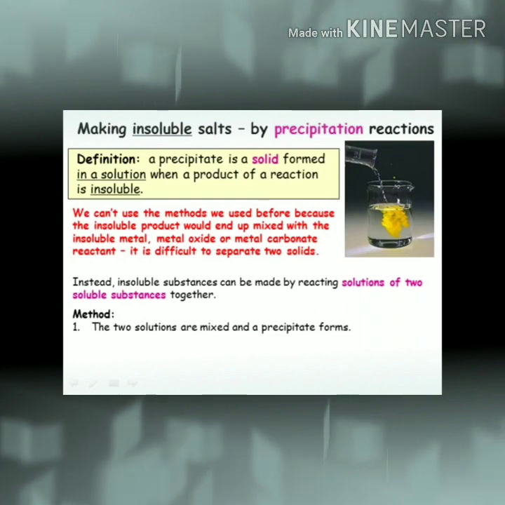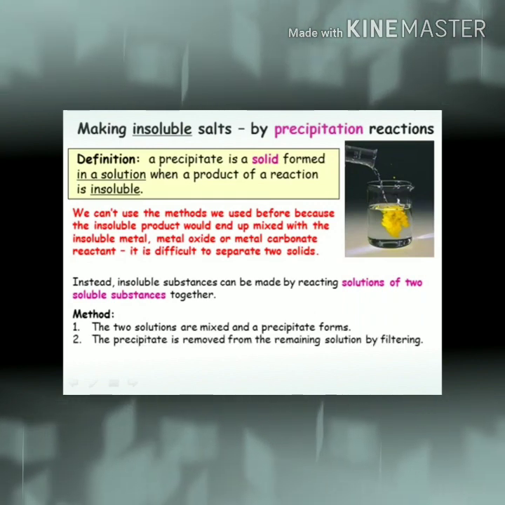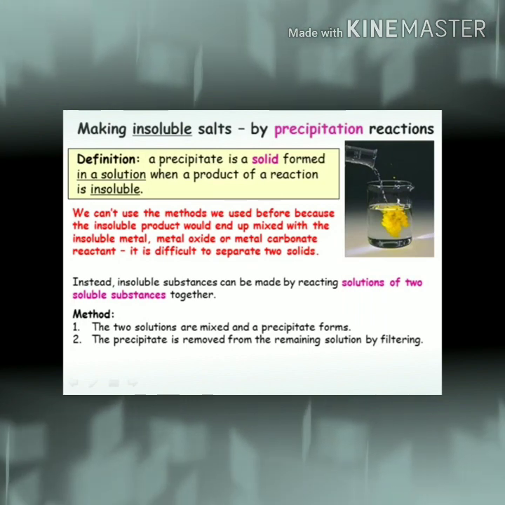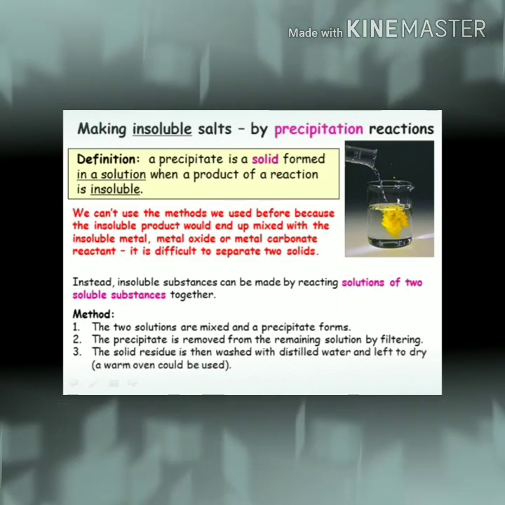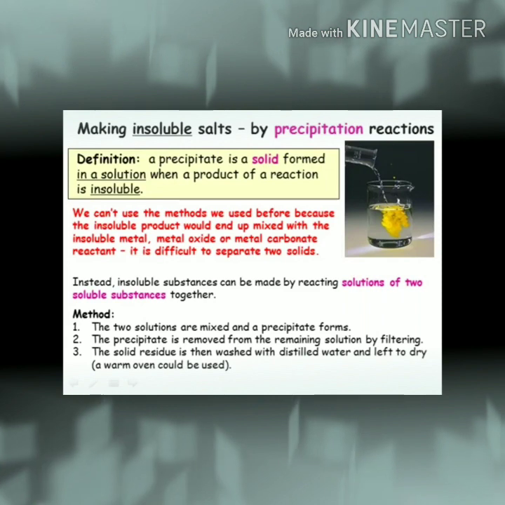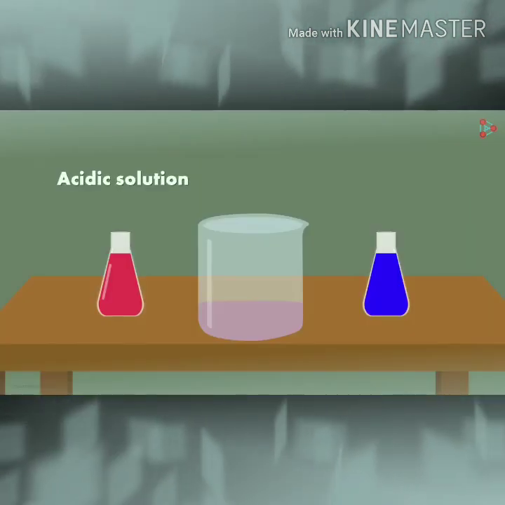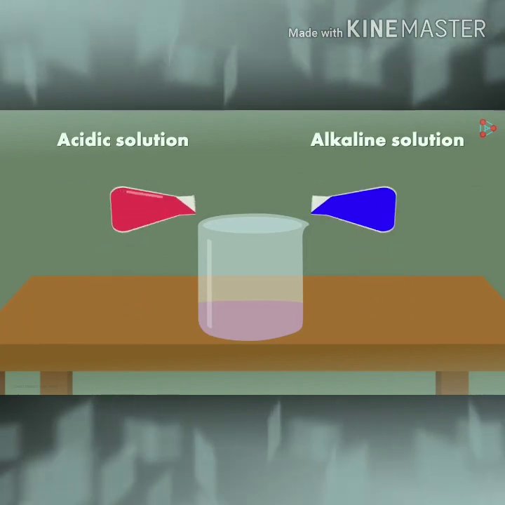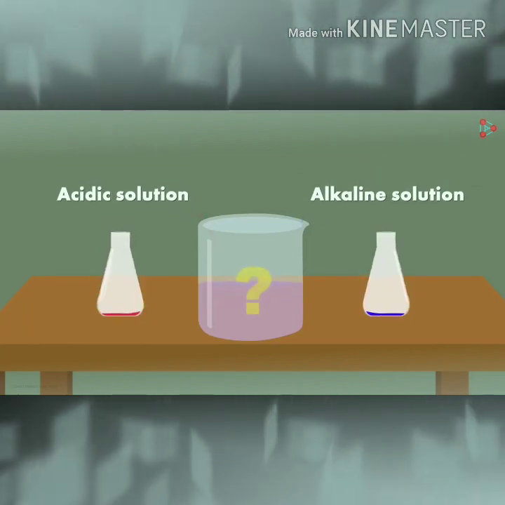So instead, the method to make an insoluble salt is, first, two solutions are mixed and then a precipitate forms. In the second step, the precipitate is removed from the remaining solution by filtration. In the third step, the solid residue has to be washed with distilled water and then let it dry.